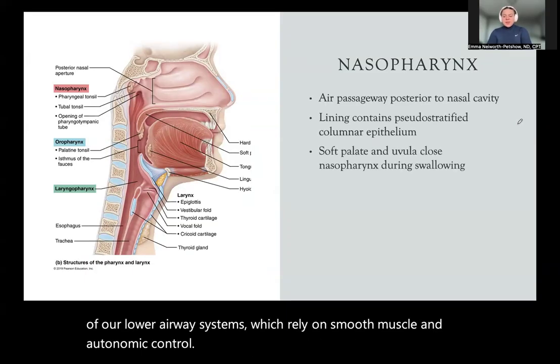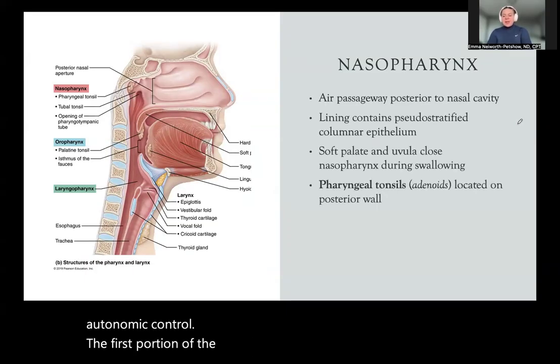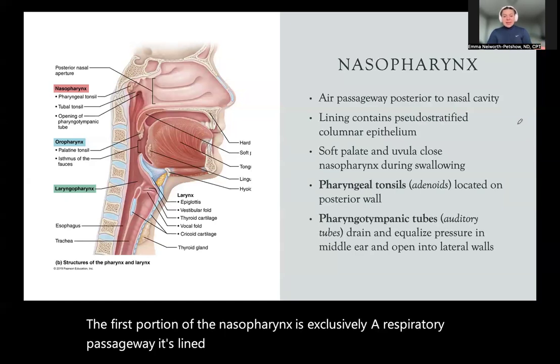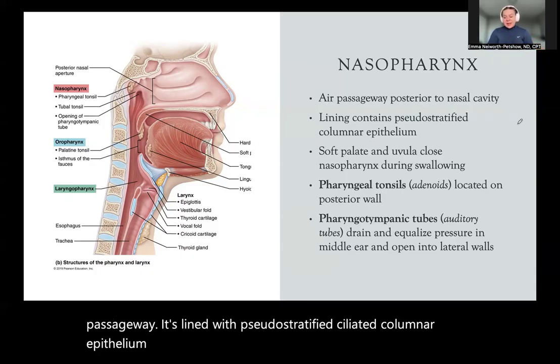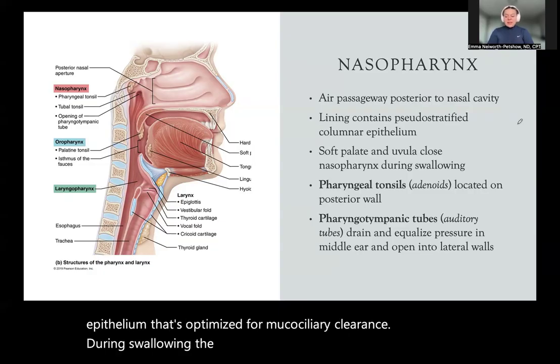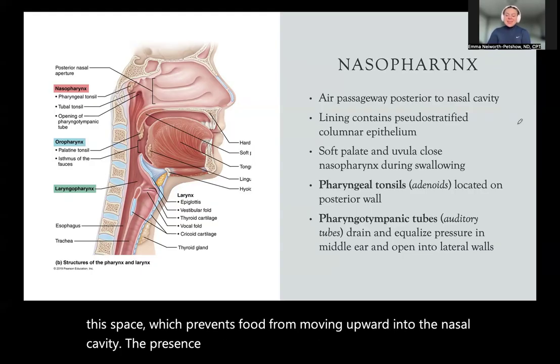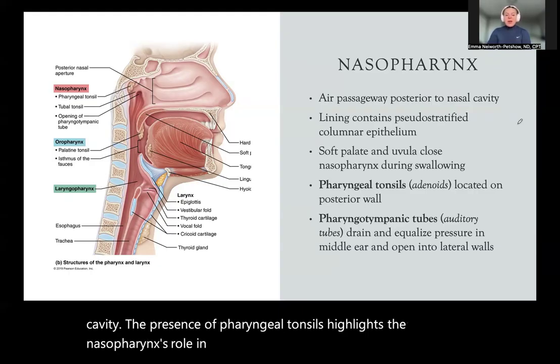The first portion, the nasopharynx, is exclusively a respiratory passageway. It's lined with pseudostratified ciliated columnar epithelium that's optimized for mucociliary clearance. During swallowing, the soft palate and uvula will elevate to seal off this space, which prevents food from moving upward into the nasal cavity. The presence of pharyngeal tonsils highlights the nasopharynx's role in immune surveillance, particularly early on in life.